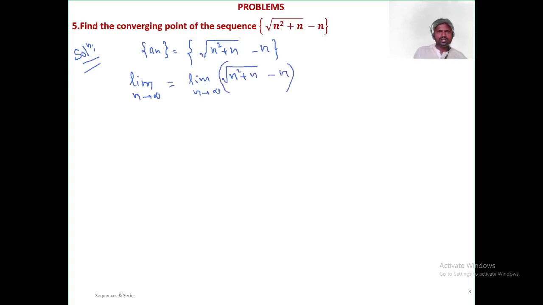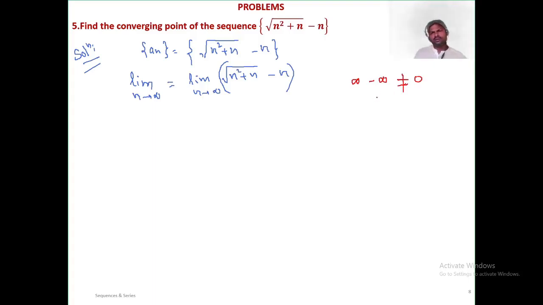So if you apply the limit directly, what will you get? You will get infinity, because square root over infinity squared plus infinity is infinity only. Root infinity is infinity, minus infinity. Infinity minus infinity, don't say it is 0. This is absolutely wrong. This is indeterminate, undetermined.